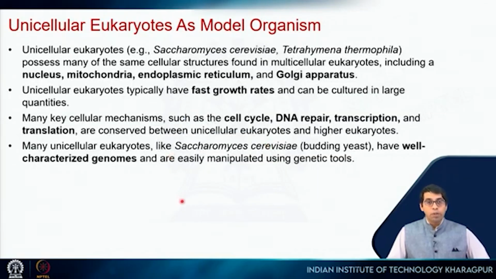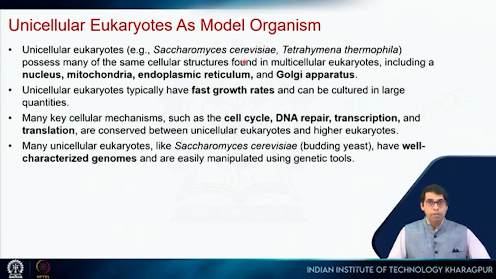Now there are also eukaryotes which are unicellular. A model system for unicellular eukaryotes is Saccharomyces cerevisiae, that is Baker's yeast. Another model system is Tetrahymena thermophila. Again, these model systems have been used to make many groundbreaking discoveries. For example, Tetrahymena was used for the discovery of RNA splicing. So RNA splicing was actually discovered using Tetrahymena.